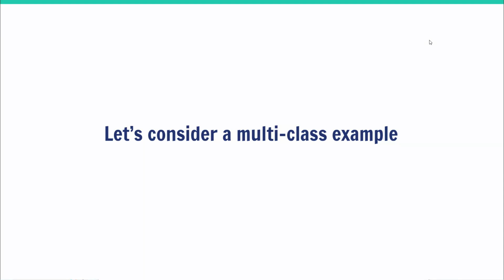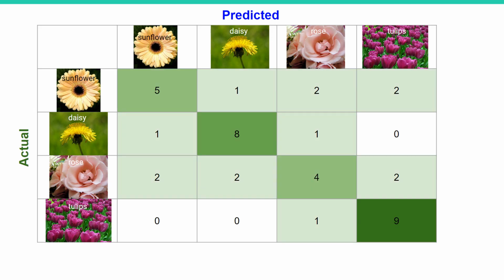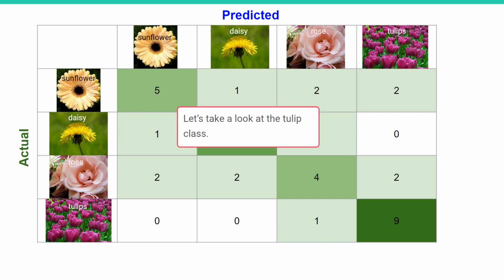Let's consider how we can evaluate a multi-class classifier now using the concept of confusion matrices, but extended so that it works for multiple classes. So here's an example of a confusion matrix for an image classifier that is designed to classify 4 different classes of flowers. We're going to use a color scale here to highlight the differences in values. And let's start by taking a look at the tulip class.